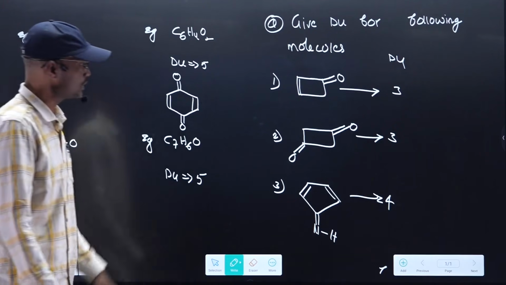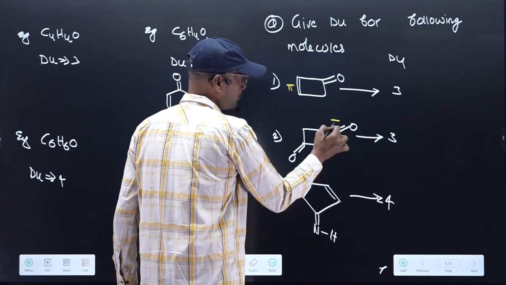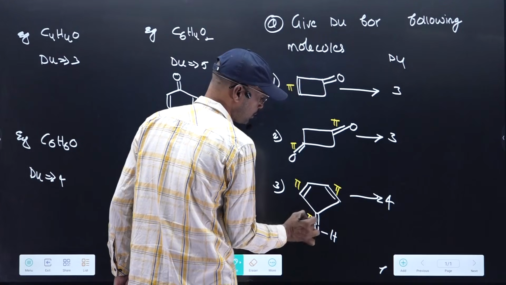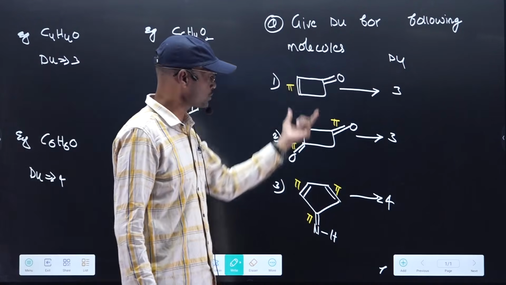See. How many pi bonds? 1 pi bond. How many rings? 1 ring. Pi bond, 1 ring. Pi bond, 1 ring. Like that. This is the DU number. These are the molecules.